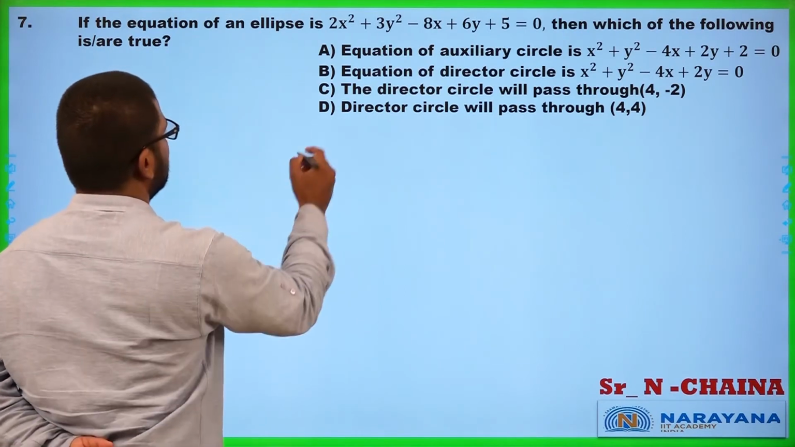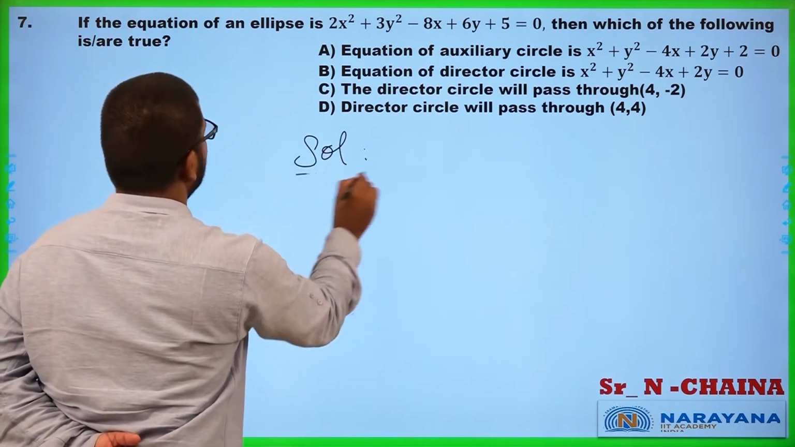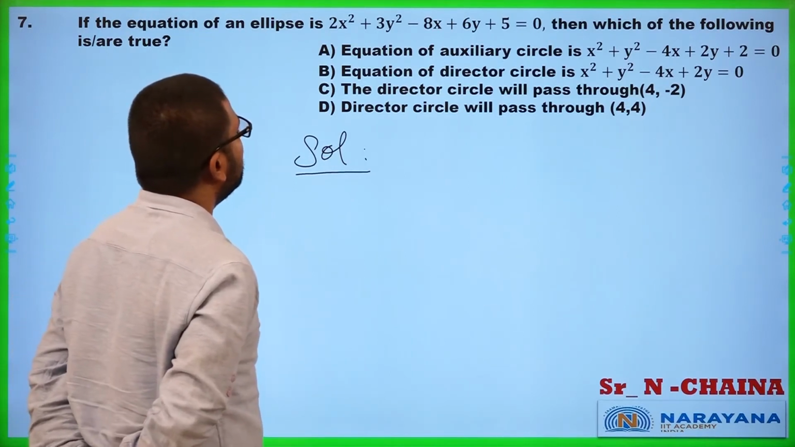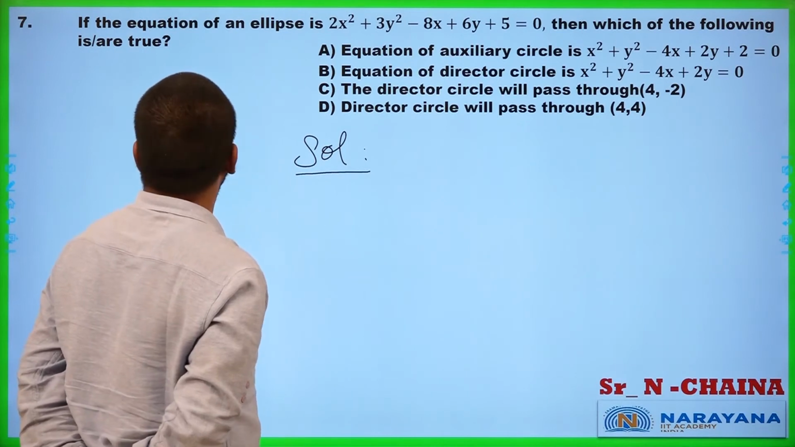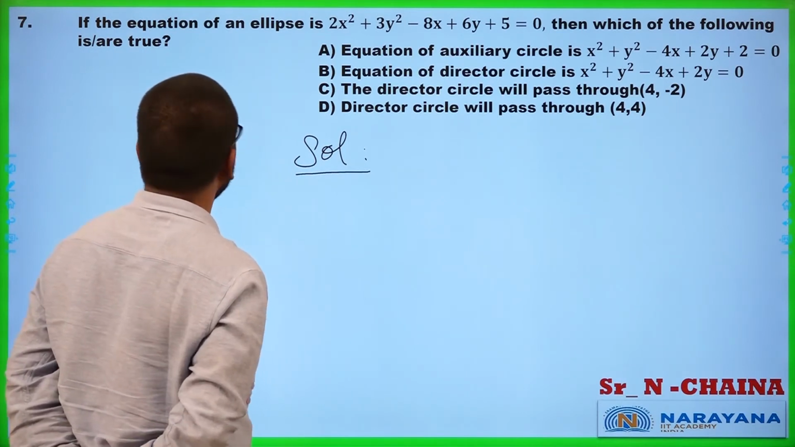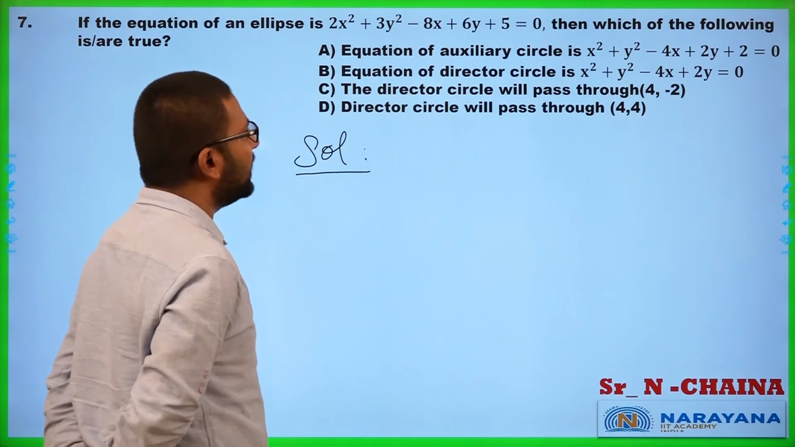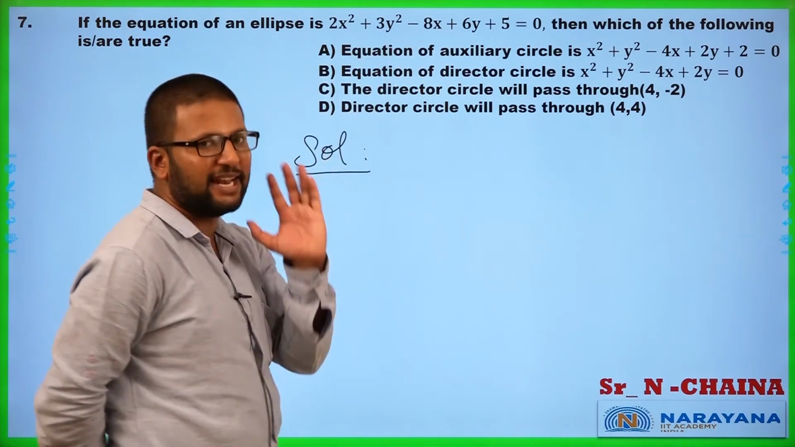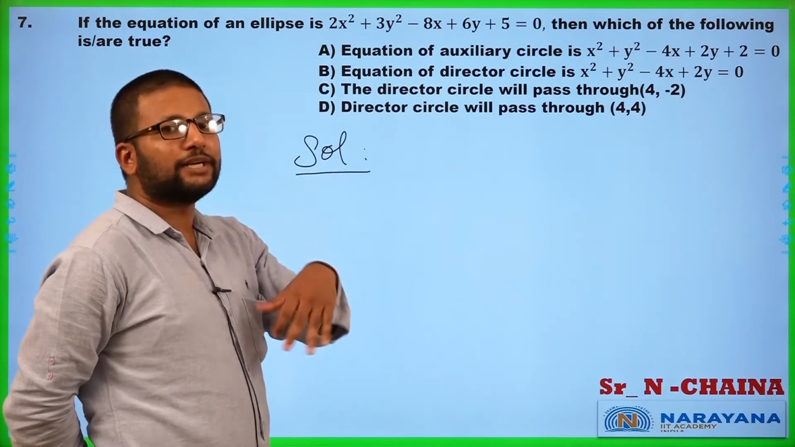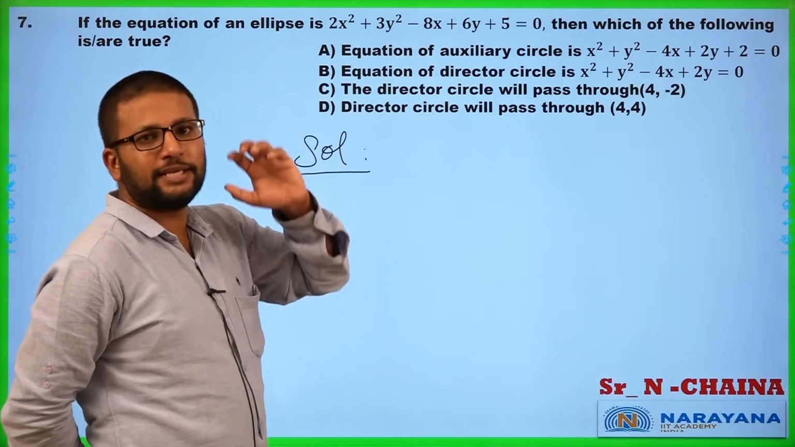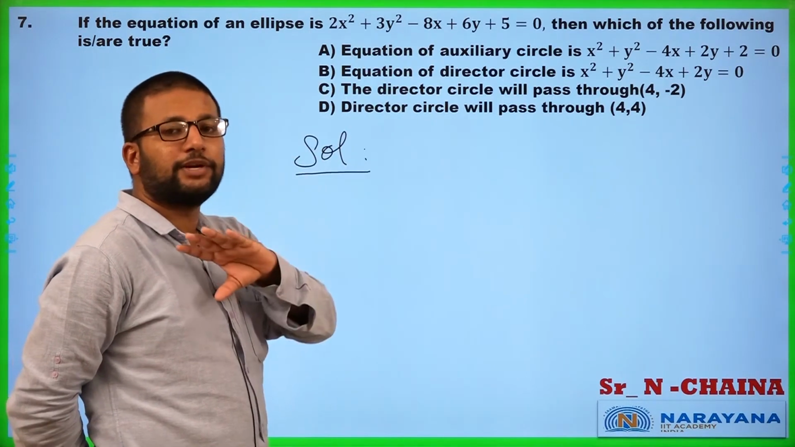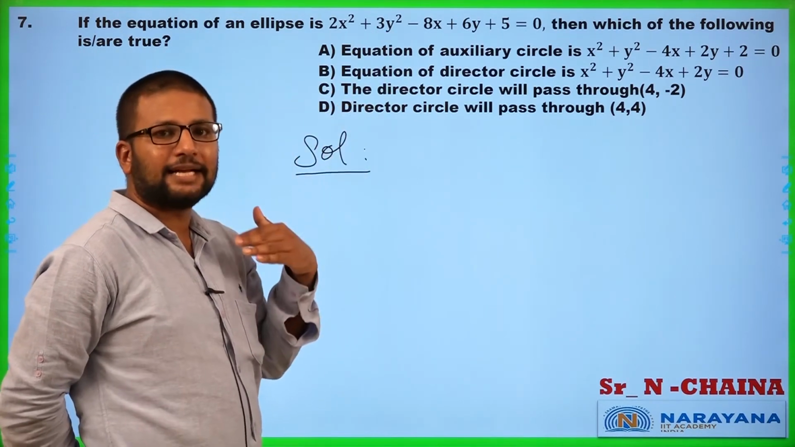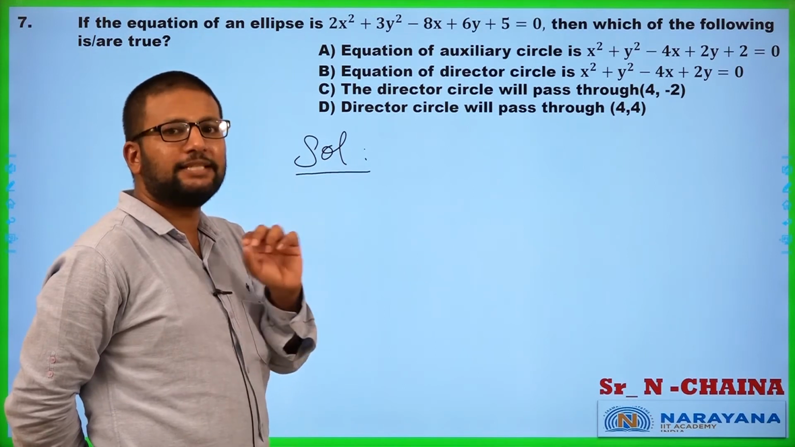Alright, so if the equation of an ellipse is 2x square plus 3y square minus 8x plus 6y plus 5 equal to 0, then which of the following is or are true? Once again, is or are, which means more than one option could be correct. Alright, so the equation of this ellipse, clearly this is not a standard ellipse, right? Could it be a rotated ellipse? No, because there is no xy term there, so it is not a rotated ellipse, which means it is most likely a shifted ellipse, right? Its axes will be parallel to the x and y axes, but the center is not the origin.